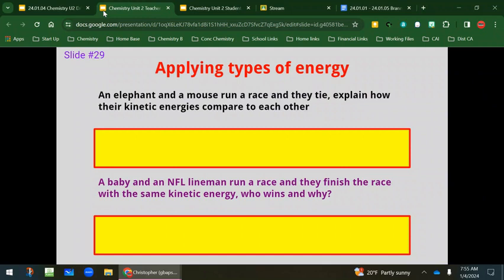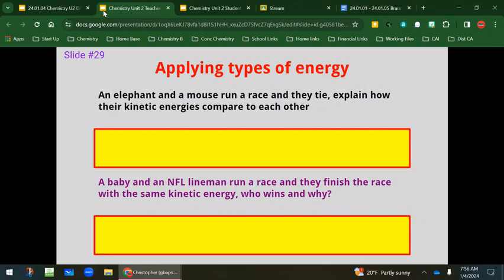An NFL lineman and a baby run a race, and they finish the race with the same kinetic energy. Who wins? They tie. Nope. Well, if they finish with the same kinetic energy, I'm gonna say the baby. Well, good. We've limited it down to the three options: they tied, the lineman, and the baby.